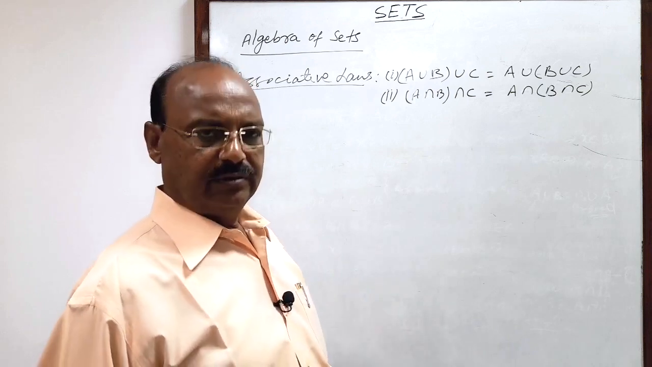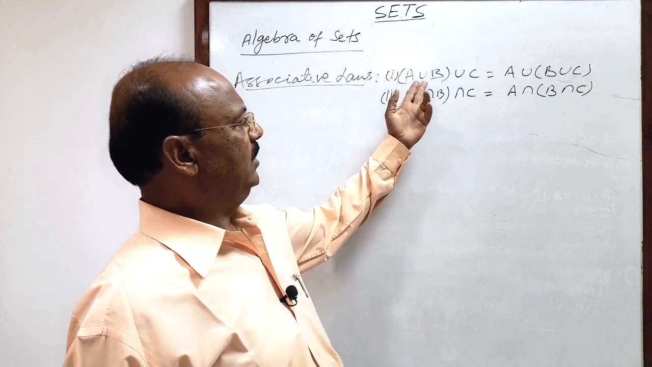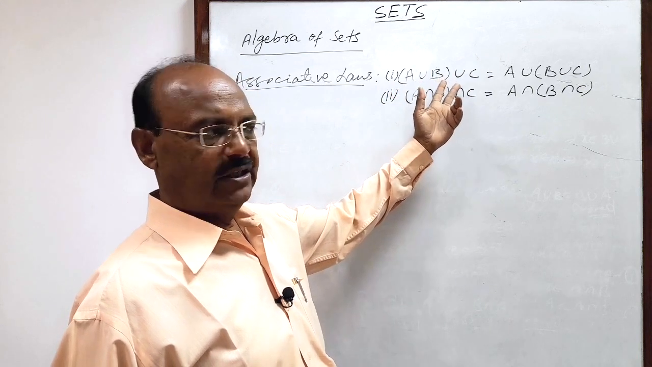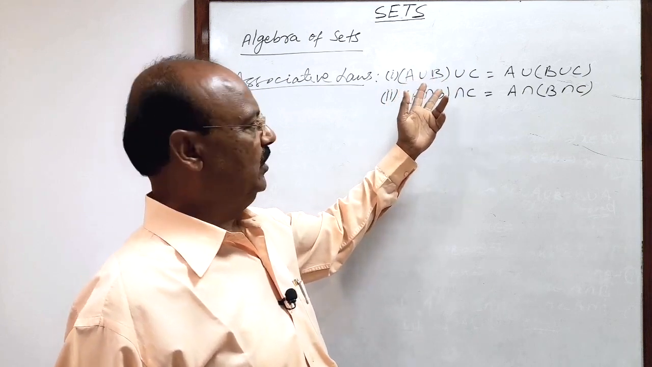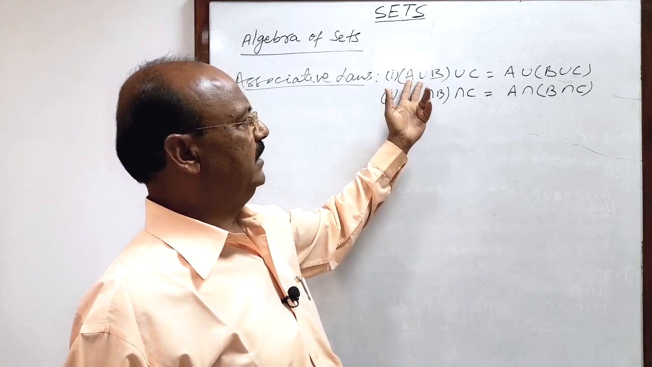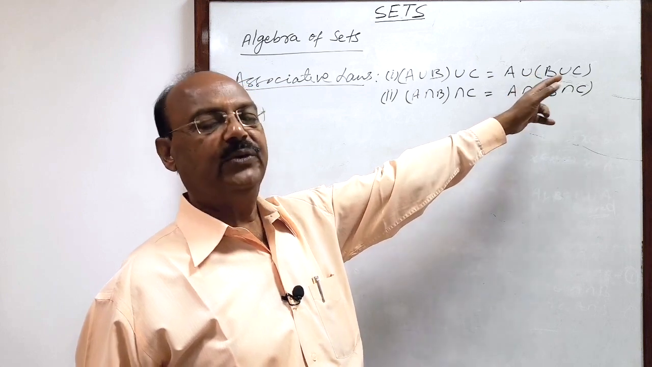And as we know from the very beginning, if any operation is given inside a bracket, then we should solve it first. So here in the left hand side we will first find A union B, and in the right hand side we first find B union C.